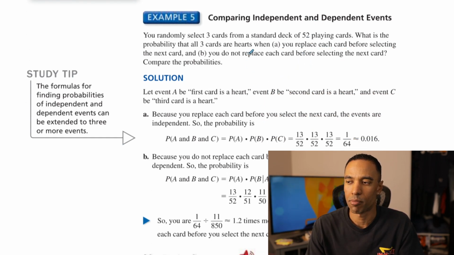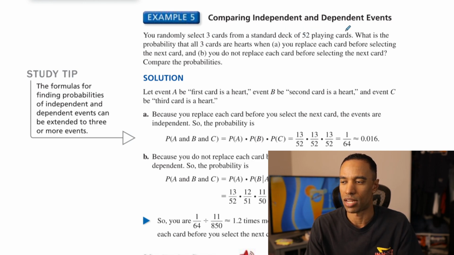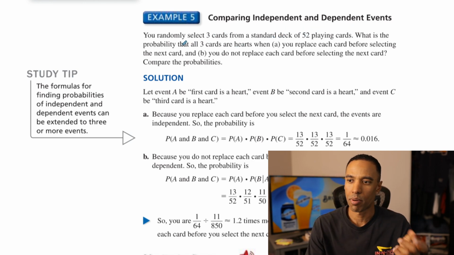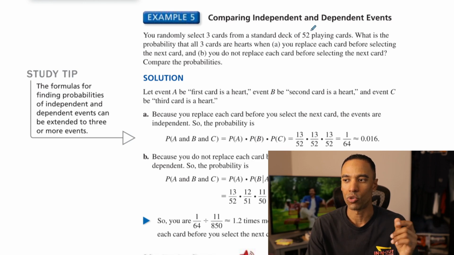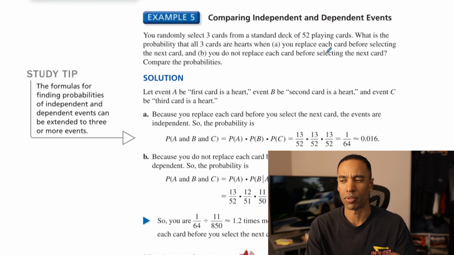Okay, comparing independent and dependent events. Now let's select 3 cards from a standard deck of 52 cards. What's the probability all 3 cards are hearts when you replace each card? That's the phrase with replacement. And if you do not replace each card.